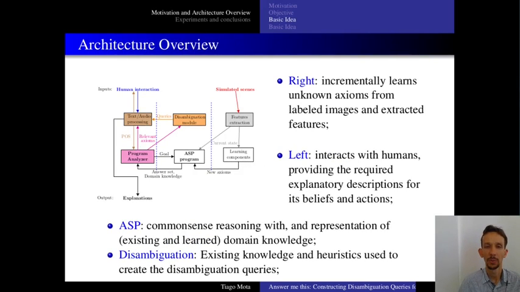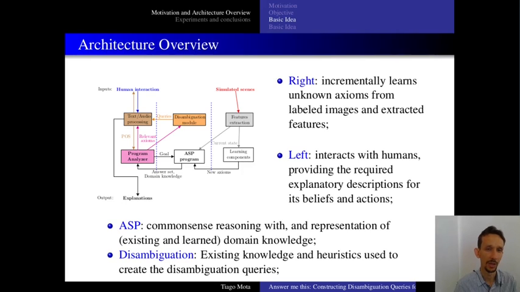Here you have the overall representation of our architecture that is divided into 3 parts by the blue dashed lines. To the right, you have the 2 blocks that are responsible for incrementally learning unknown axioms from labeled images and features extracted from these images. These features are spatial relations between objects, and size, shape, and colors of these objects. Such learned axioms are then recorded in the knowledge base for future reasoning and for answering questions.